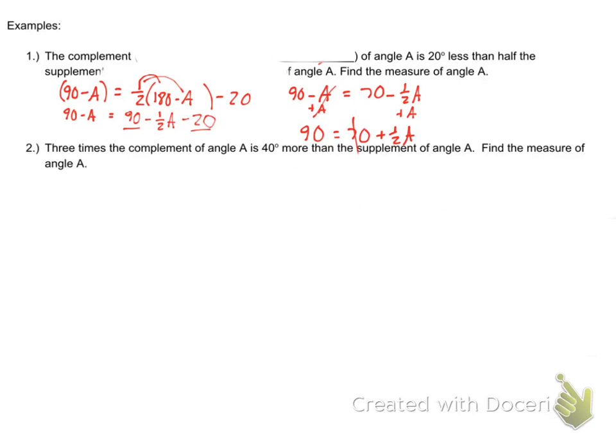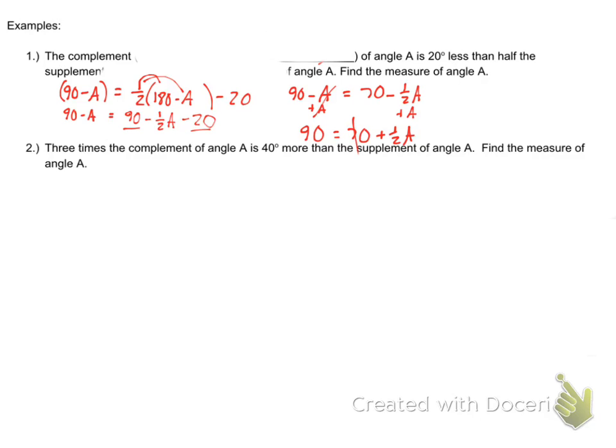Okay, the next one. 3 times the complement of an angle A is 40 more than the supplement of angle A. This is the classic problem. There's no extra stuff in there. They're not telling you what a supplement is, what a complement is. You need to know it now.